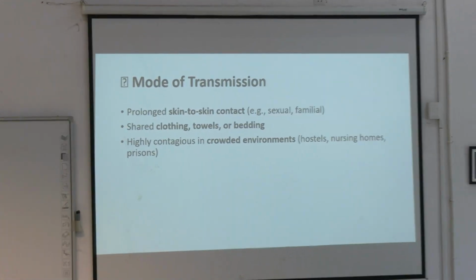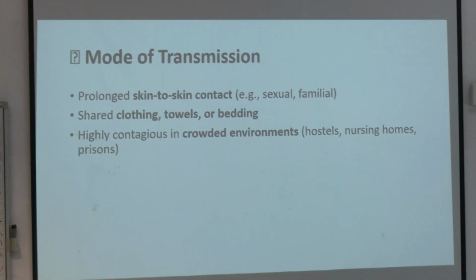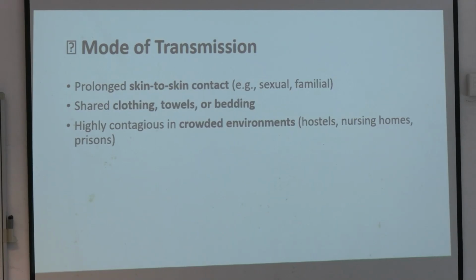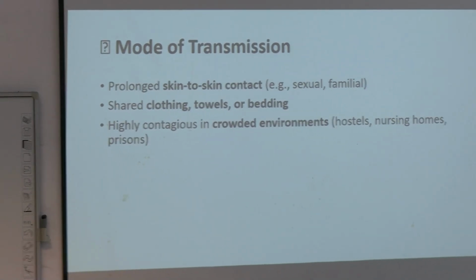So what we advise when we find a scabies patient is that all the garments, all the pillow covers, bed covers should be washed with detergent along with hot water. The mites are found in normal garments and beds.